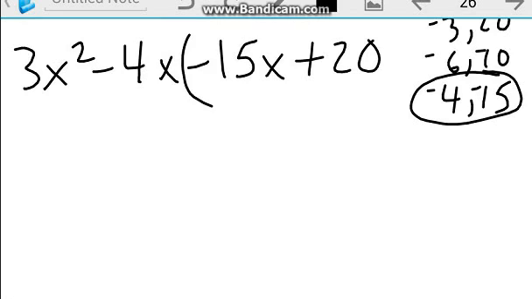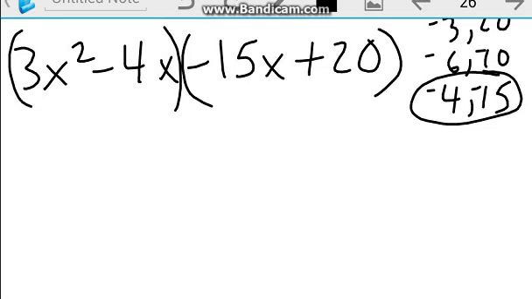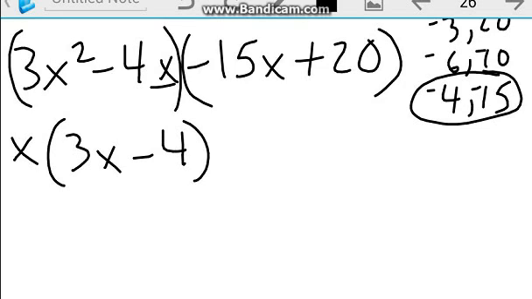You want to group these two together and these two together. So the greatest common factor I can pull out of 3x squared minus 4x, unfortunately, is not a number, because there's no number that goes evenly into 3 and 4. So all I can do is pull out this x, since both of them have an x term. That leaves me with 3x minus 4. What is the greatest common factor I can pull out of negative 15x plus 20? That would be 5. If I pull out 5, I'll have negative 3x plus 4.